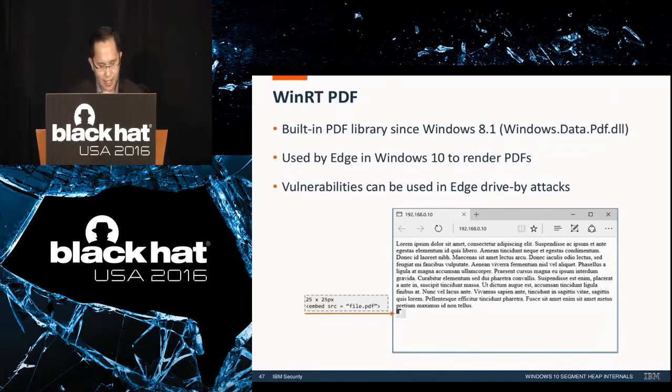First, the vulnerability in this case study is found in the WinRT PDF, a built-in PDF library in Windows since Windows 8.1. One interesting aspect of WinRT PDF is that it is used by Edge to render PDFs. Therefore, remote code execution vulnerabilities in this PDF library can potentially be used in Edge drive-by attacks. So in the illustration, a 25 by 25 pixel sized embed element references a PDF file, which WinRT PDF would then render. If the PDF exploits a remote code execution vulnerability, then an attacker may take control of the Edge content process.